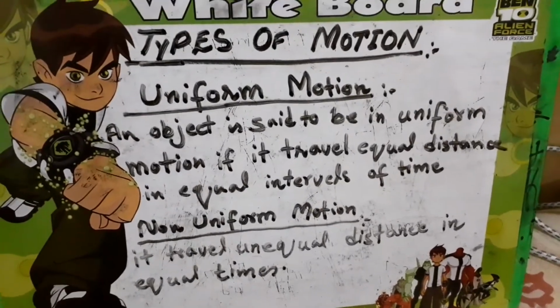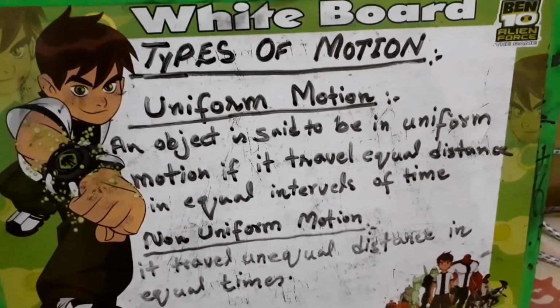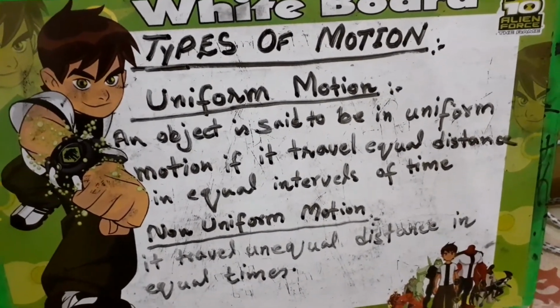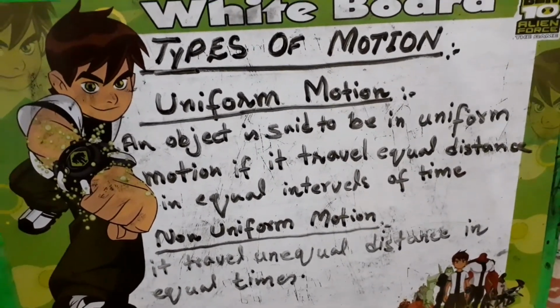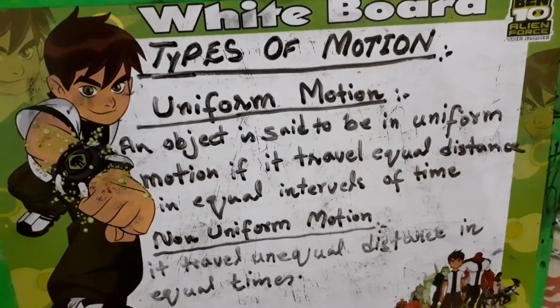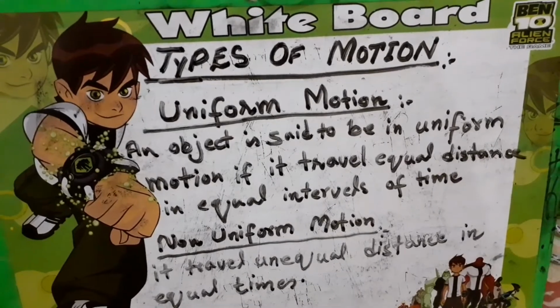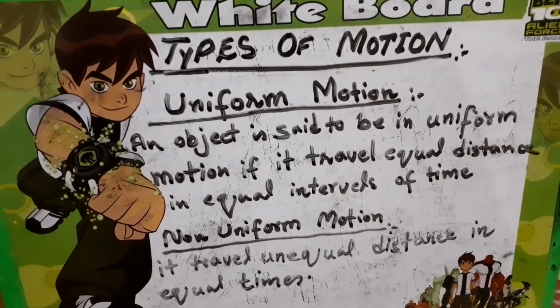According to state of motion, there are two types of motion. A uniform motion is a motion in which an object is said to be in uniform motion if it travels equal distance in equal intervals of time. For example, if it covered 2 meters in 1 second, then it also covered 2 meters in another second. Then it's said to be in uniform motion.